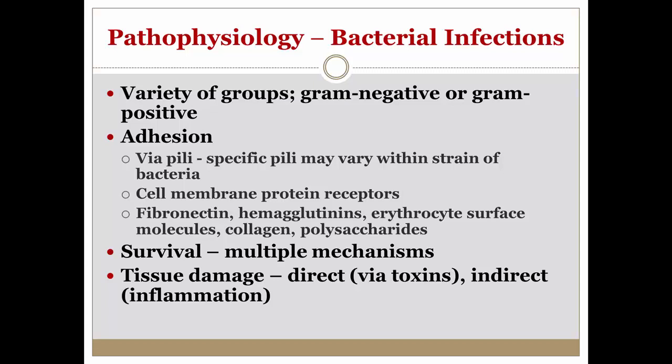So some of the common receptors include the fibronectin, the hemagglutinins, erythrocyte surface molecules, collagen, and polysaccharides. Another important characteristic in the pathophysiology is they have to be able to survive. Bacteria are very, very tricky little devils, and they have multiple mechanisms of survival. We're going to talk about that in the next slide.